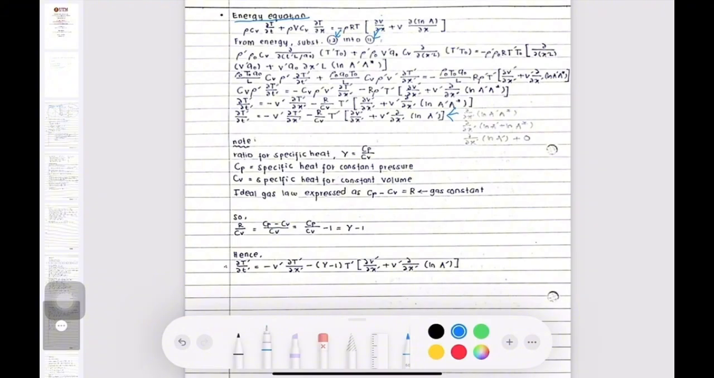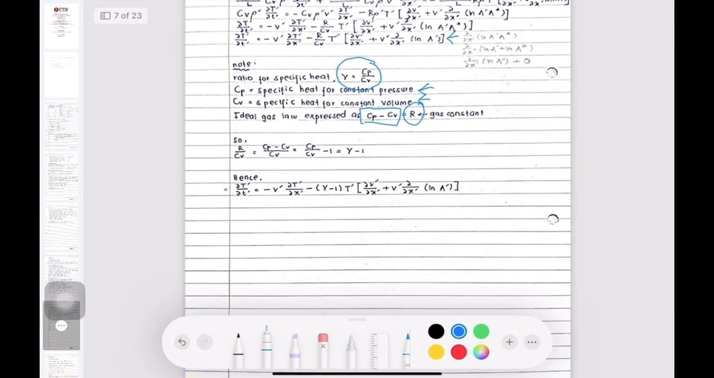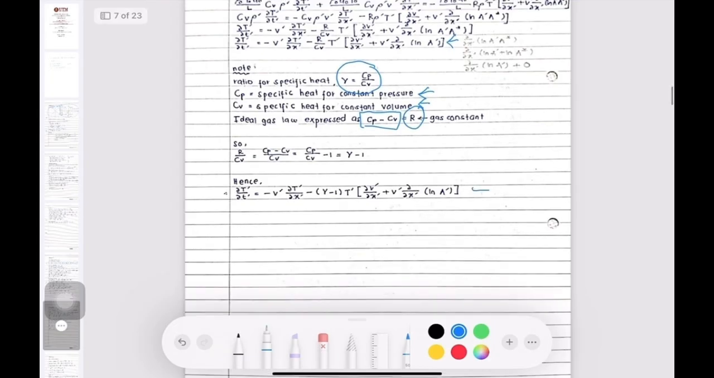Then note that the ratio of specific heats, gamma, equals Cp over Cv, where Cp is the specific heat at constant pressure and Cv is the specific heat at constant volume. The ideal gas law is expressed as Cp minus Cv equals R, where R is the gas constant. Okay, so we will get the energy equation here.